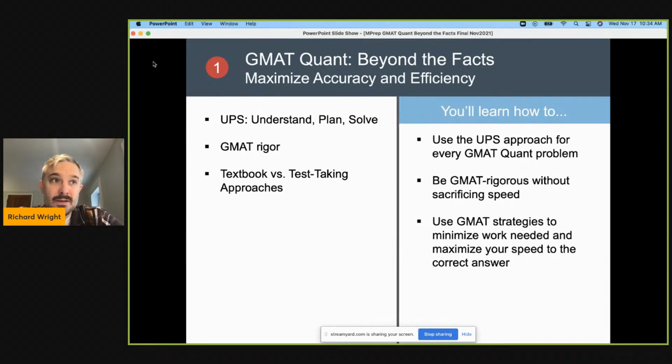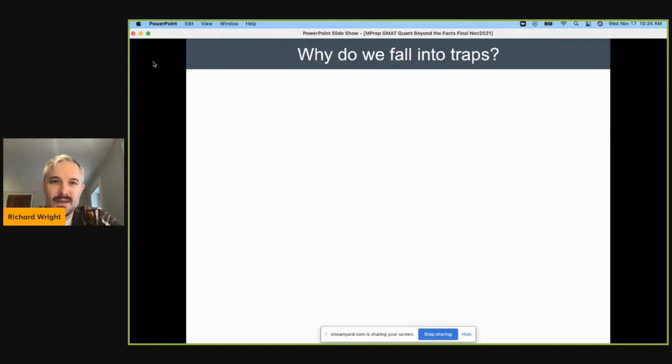So what we're going to come out of today's session with is an understanding of how to use the Understand, Plan, Solve framework to approach problems in a way that's optimal, and how to be rigorous on the GMAT without sacrificing too much speed. And then at least you'll have a hazy understanding of how to use these test-taking strategies that we talk about to boost your ability to do hard problems on the GMAT.